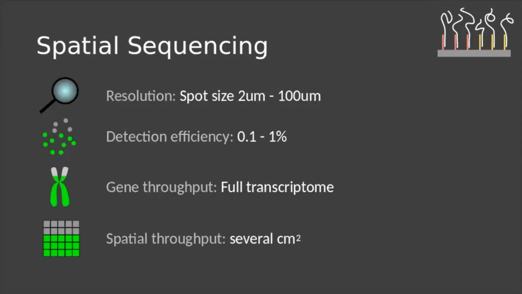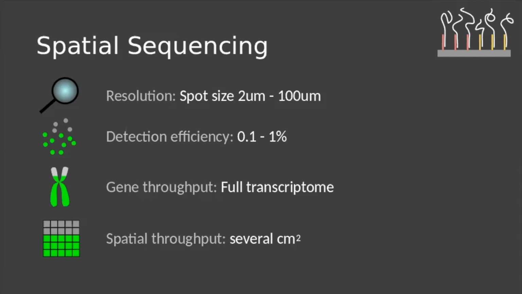So that brings me to the end of the spatial sequencing. The resolution is somewhere between 2 micron and 100 micron, depending on your spot size or your bead size. The detection efficiency is quite low, estimated to be somewhere between 0.1 and 1%, maybe a little bit more. But the gene throughput is super high because you can sequence the whole transcriptome. Because you have the original mRNA there, you can do a lot of things that are not possible with FISH, like single nucleotide polymorphisms or intron-exon boundaries. All these things you can now sequence, which is a huge advantage.